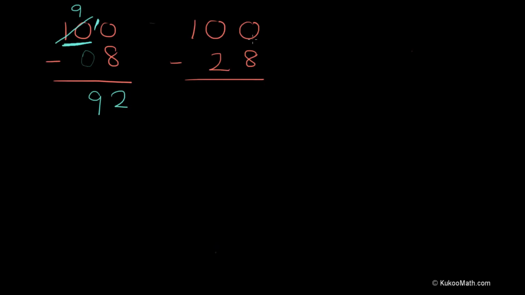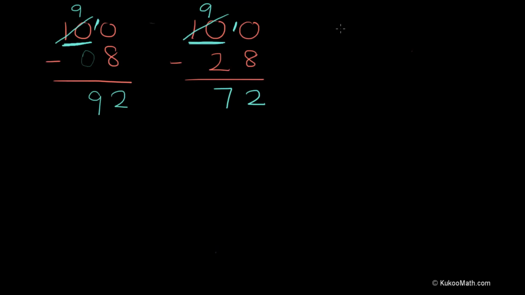Let's start by looking at the ones column. 0 minus 8, we can't do that, so we're going to have to borrow from the next columns over. And again, we're going to do what we did in the first example and treat these two columns as one number. So this is 10. We're going to cross out the 10, put in a 9, and then put a 1 over here. So now the ones column is 10 minus 8, which is 2. And now 9 minus 2 is equal to 7. So the answer to 100 minus 28 is equal to 72.